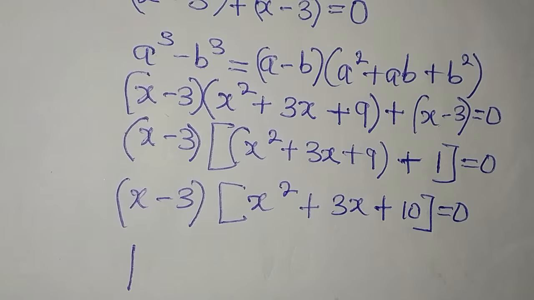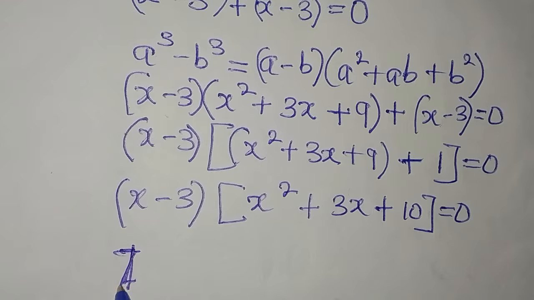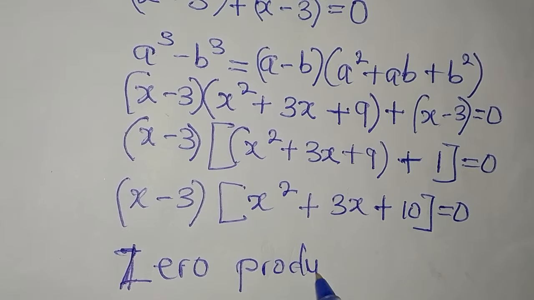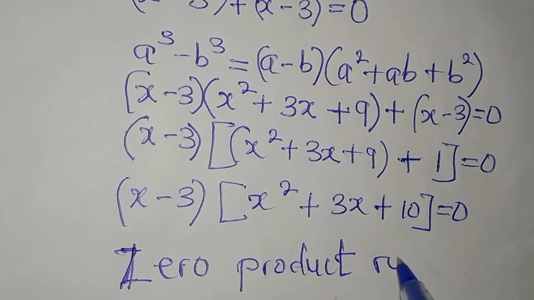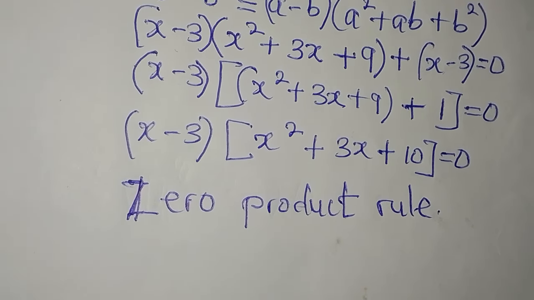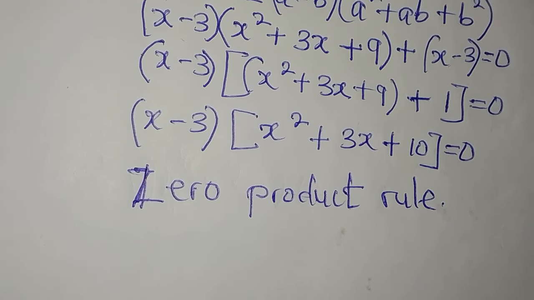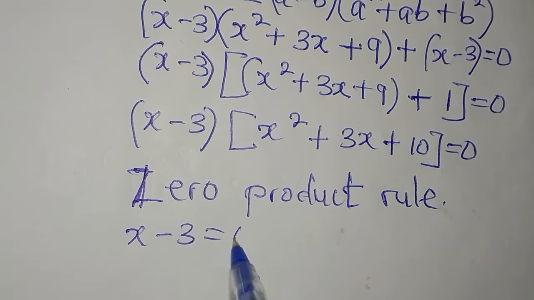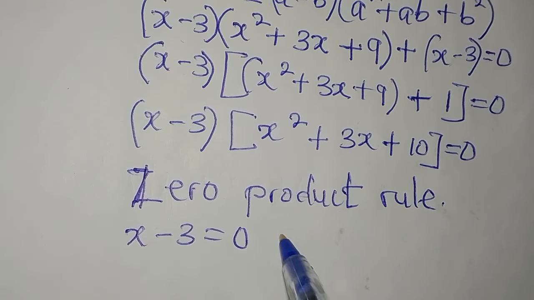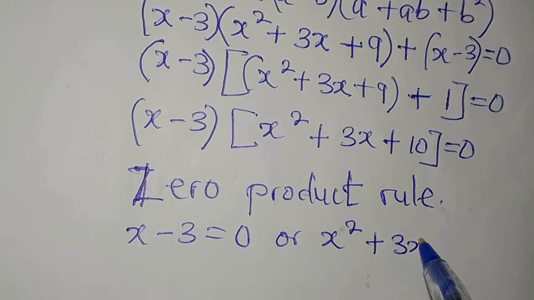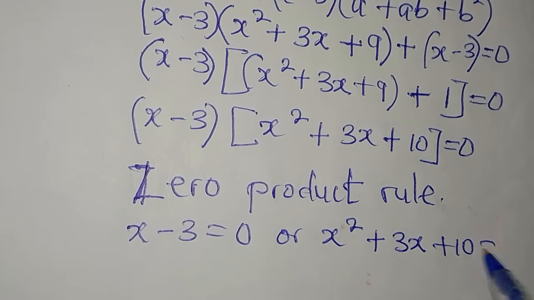Okay, how do I write that? Zero product rule. Okay, so we apply this rule whenever we multiply two terms to get 0. So it's either x minus 3 is equal to 0 or x squared plus 3x plus 10 is equal to 0.